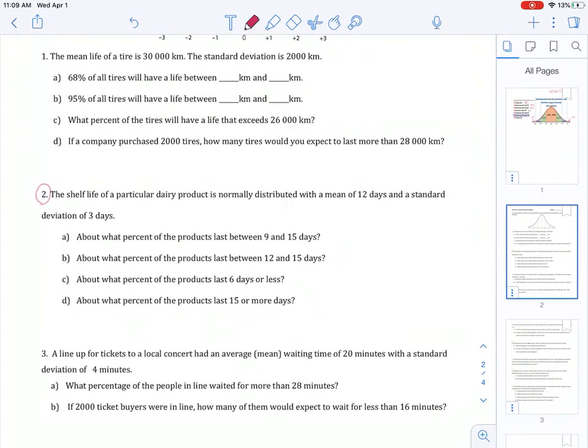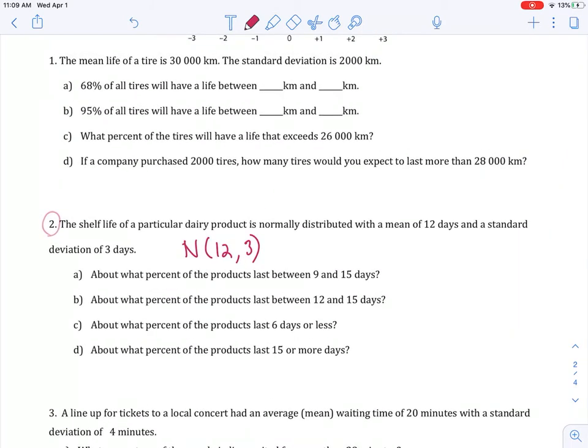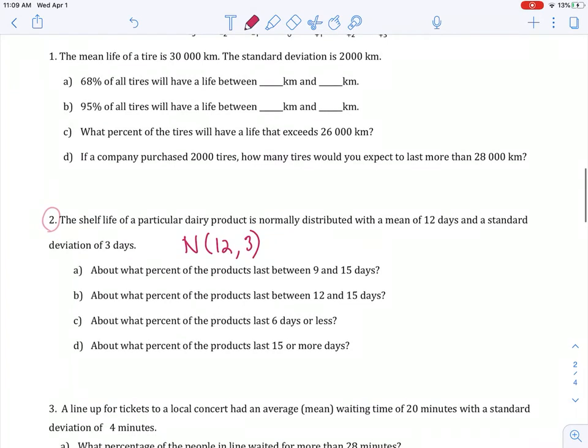Number 2, the shelf life of a particular dairy product is normally distributed with a mean 12 and a standard deviation 3. As soon as I read that, I write this. Mean 12, standard deviation 3. I'm going to draw myself a little picture here. It's taken me a long time to get good at drawing these normal curves. Good luck at drawing them. It is not easy. Okay, the mean is 12, and so up 1, 2, and 3 standard deviations, down 1, 2, and 3 standard deviations. So I'm going to add 3, add 3, add 3, subtract 3, subtract 3, subtract 3.